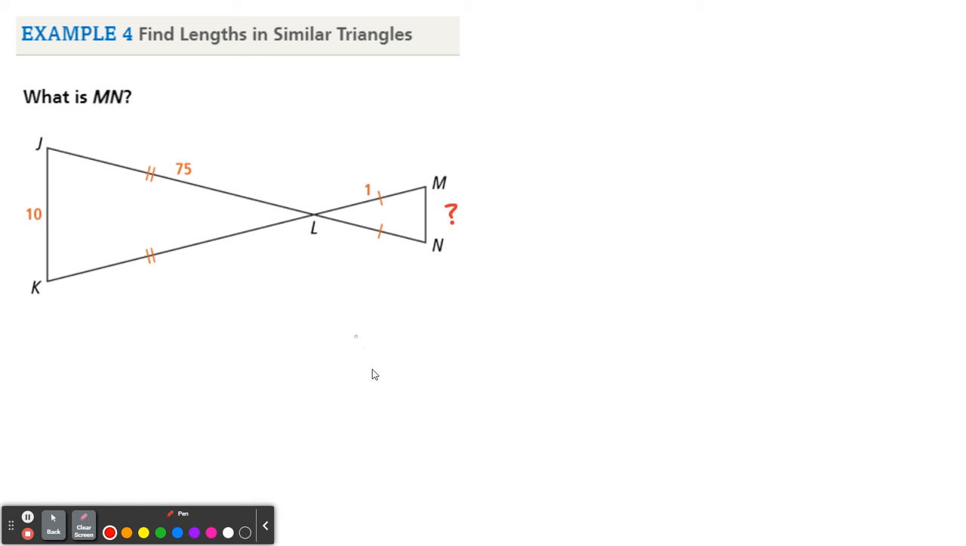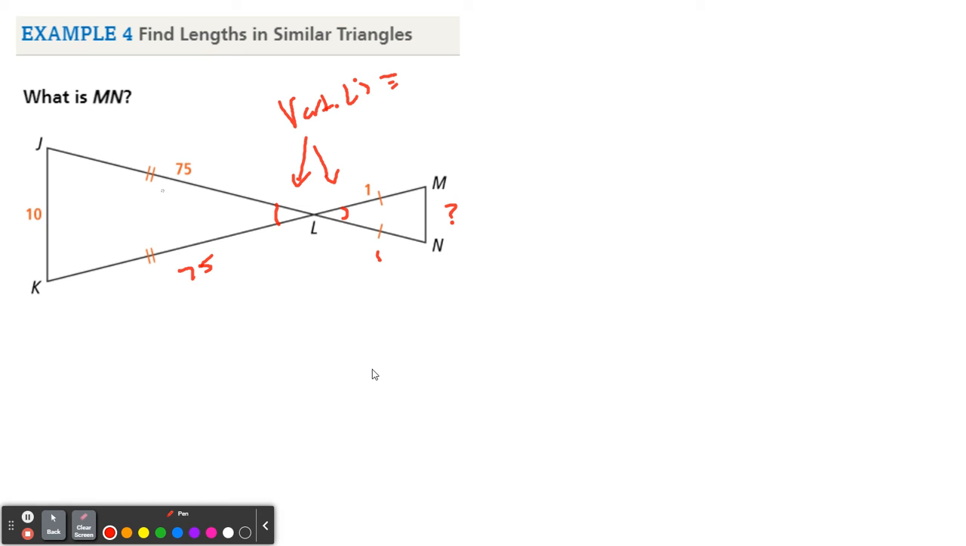So first of all, are these two triangles similar? Well, let's look. They're both isosceles triangles, yes? So markings here, markings here. So this is also 75. These two sides are congruent, right? 1 and 1 there. Isosceles, this triangle. And now notice where these two triangles touch. They touch at L. This angle here, JLK, and this angle here, MLN, they're going to be congruent because those two angles are vertical angles. And vertical angles are congruent.